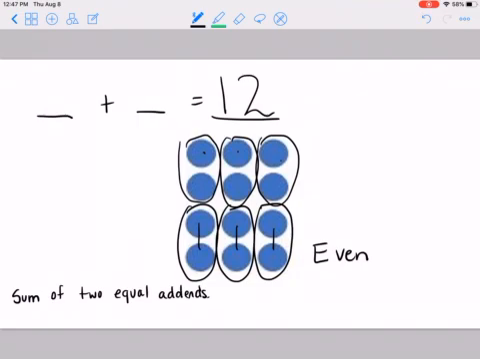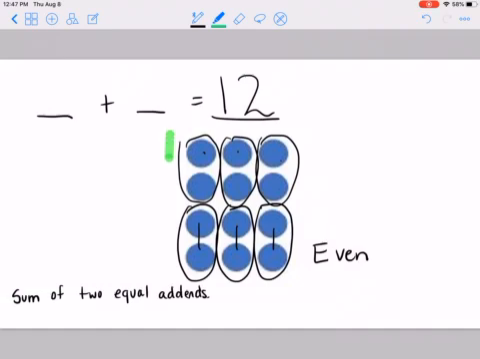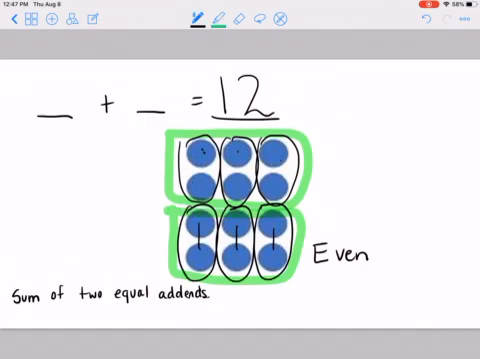Well, I kind of see two big groups here. So let's look at this. There's a group there and a group there. How many objects are in each of those groups? 1, 2, 3, 4, 5, 6. Yep. 1, 2, 3, 4, 5, and 6. So we can say 6 plus 6 equals 12.